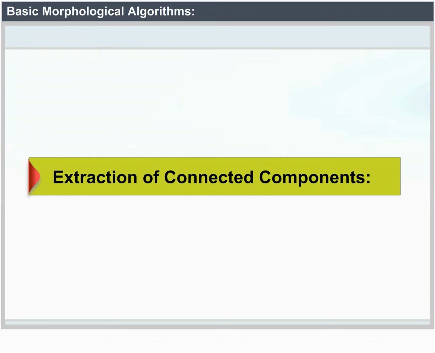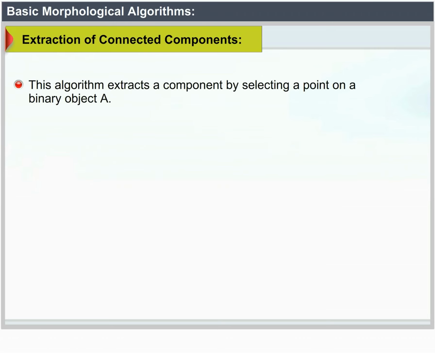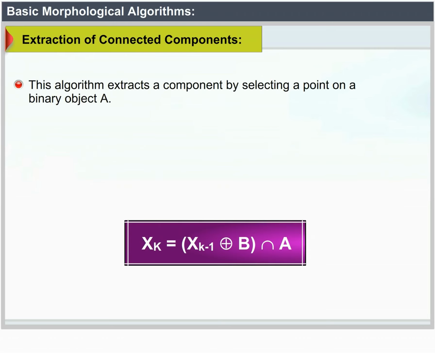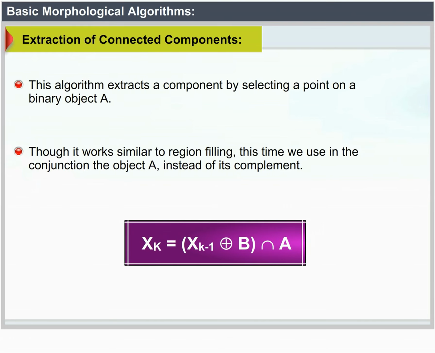Extraction of connected components. This algorithm extracts a component by selecting a point on a binary object A. It works similarly to region filling, but this time we use in the conjunction the object A instead of its complement. This can be seen in the expression on screen.